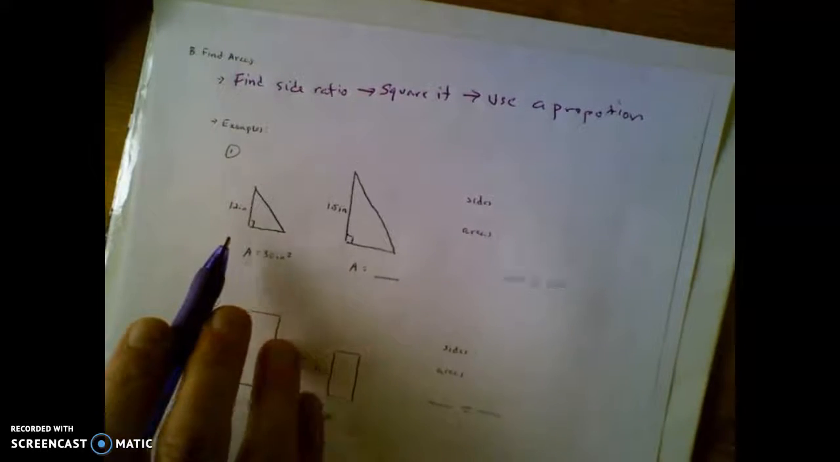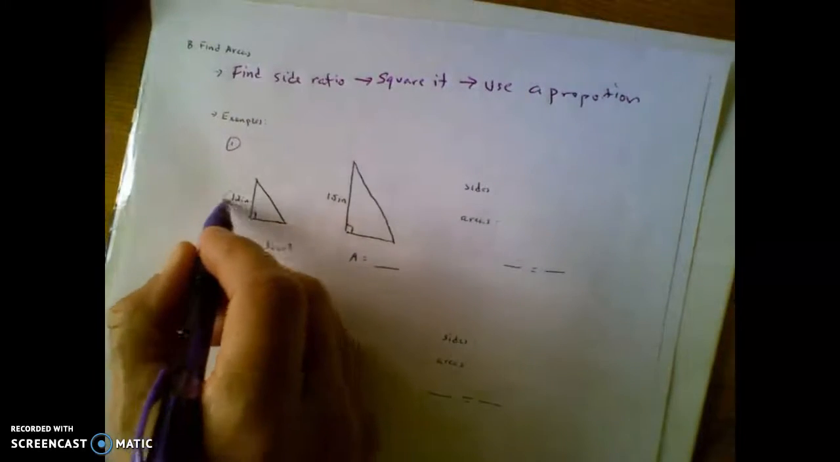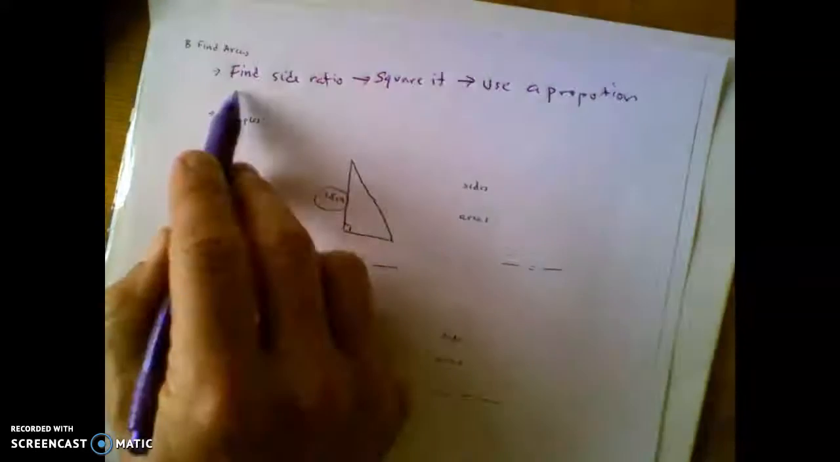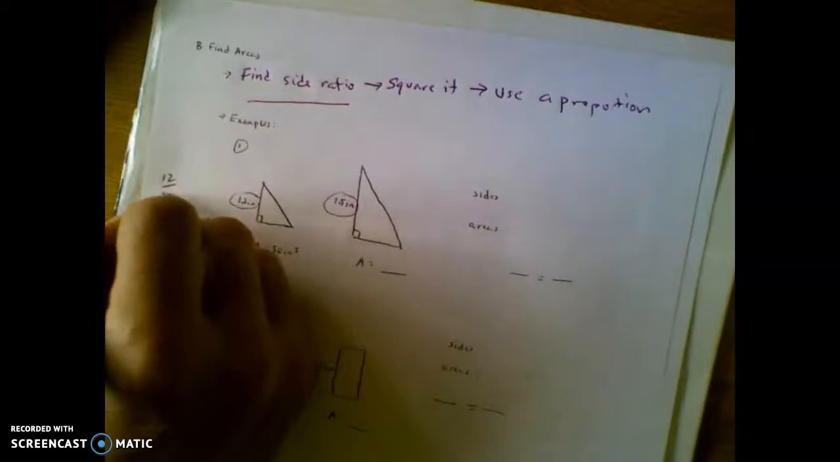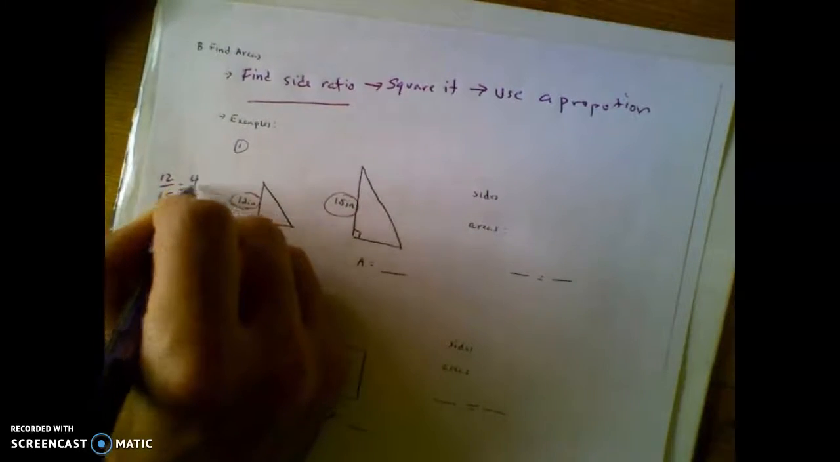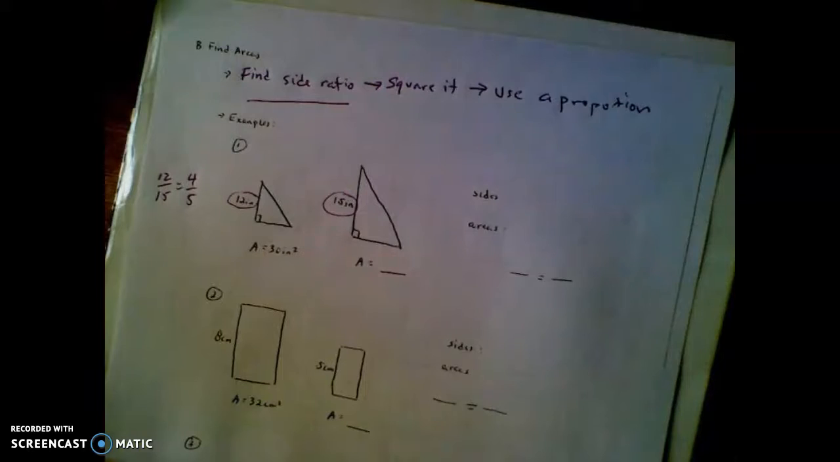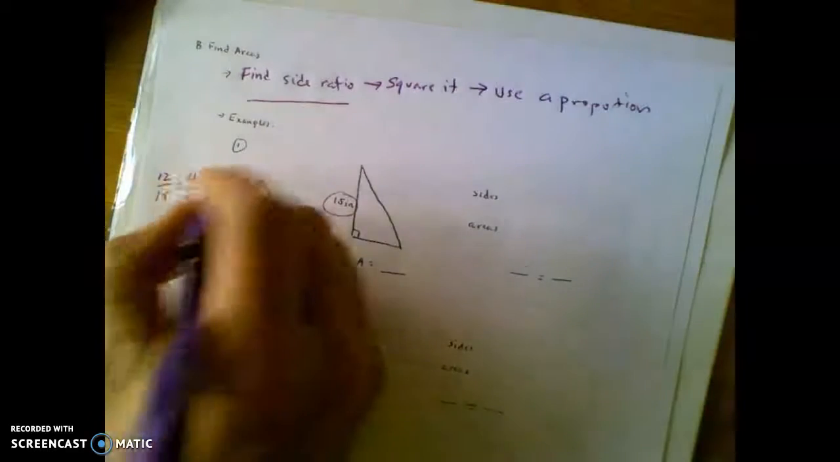I know for a fact they're similar. I have a pair of corresponding sides in the 12 and the 15. So again, the first thing I want to do is find the side ratio. Well, that's pretty easy. The side ratio would be 12 to 15. Take a 3 out of both, that's 4 to 5. So the side ratio is 4 to 5.